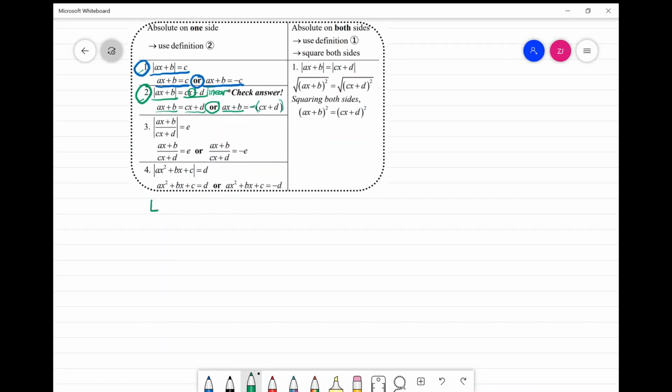Okay, now let's see an example. We have an example here: absolute of x minus 4 equals 2x minus 1. Please bear in mind, this is a linear expression, and we have a variable x here.